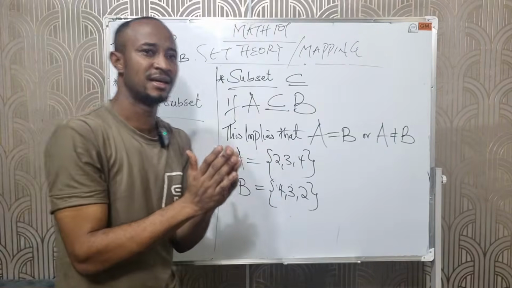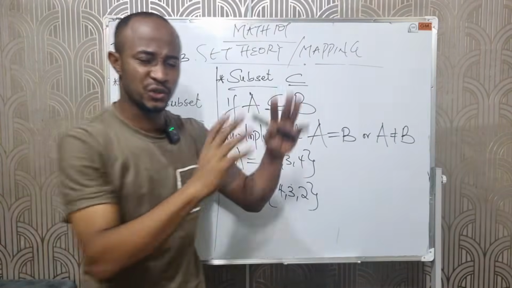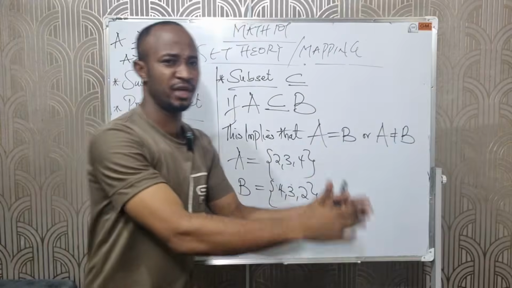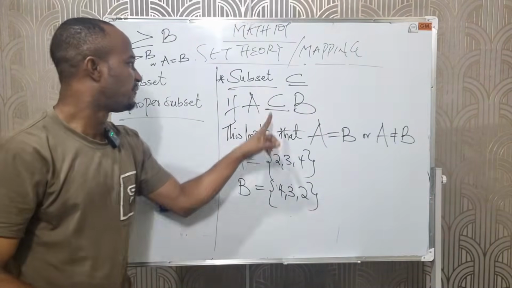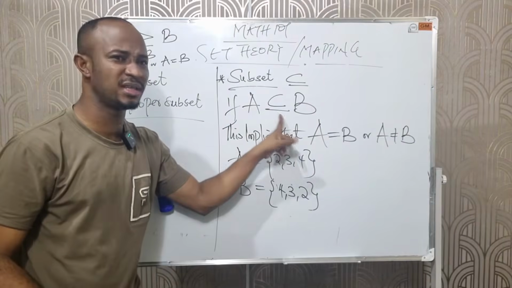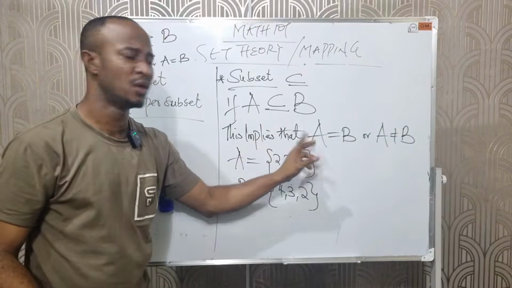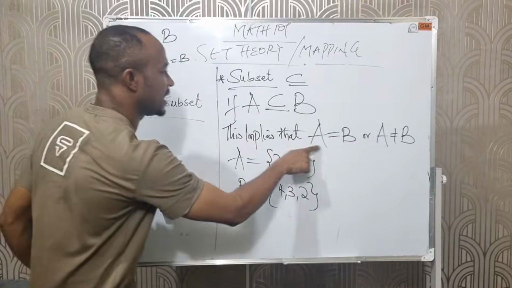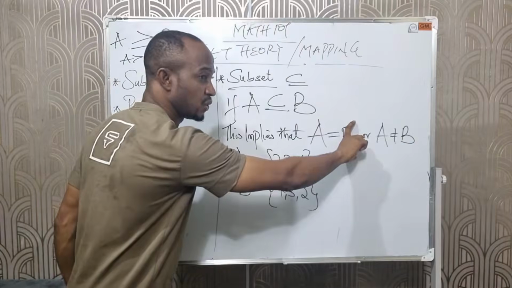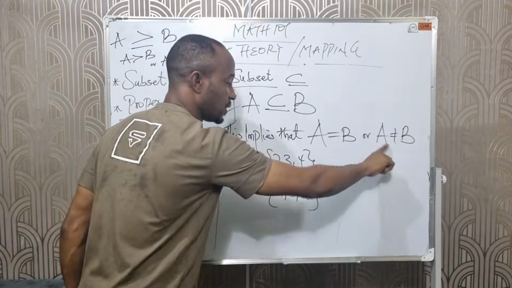Subset is a two-sided thing. If A is equal to B, B must be equal to A. That is a subset, for this sign means equality. So if A equals B, that means B equals A. So one of the conditions for subset is that A must be equal to B, or A is not equal to B.